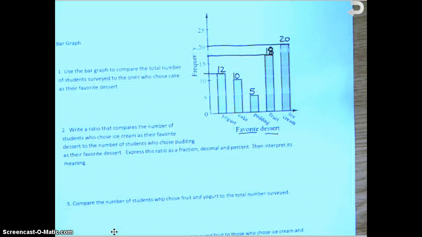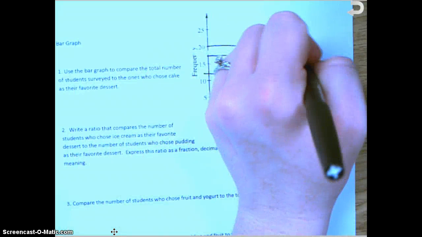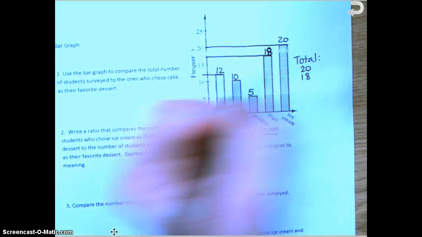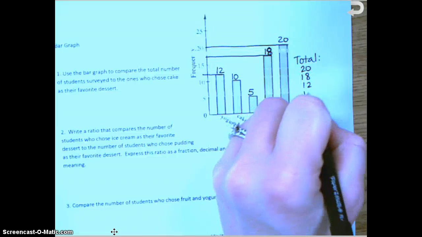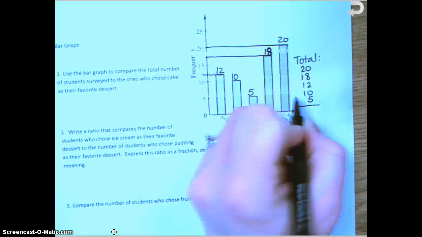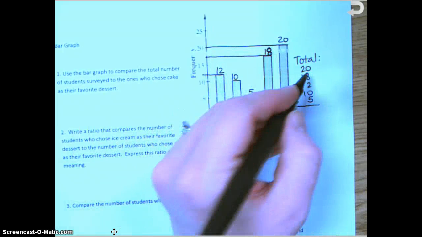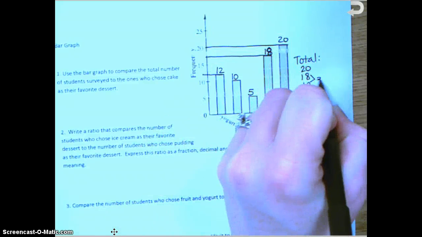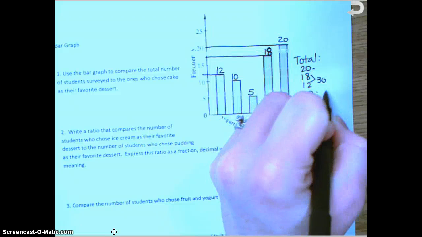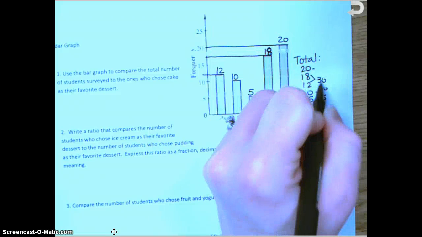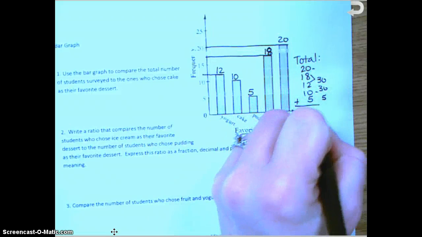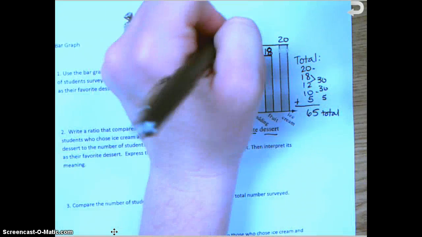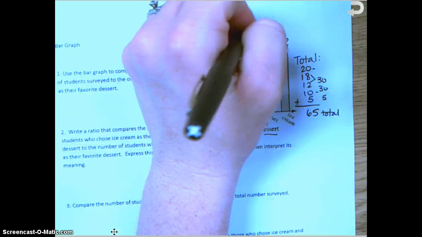From there I can find my total by adding them all up. So I can do 20 plus 18 plus 12 plus 10 plus 5. And from there I want to think, okay, 18 and 12 is 30. 20 and 10 is 30, and then I have 5. So that's 30, 60, 5. So 65 would be my total. So 65 people was the total who actually voted on their favorite dessert.